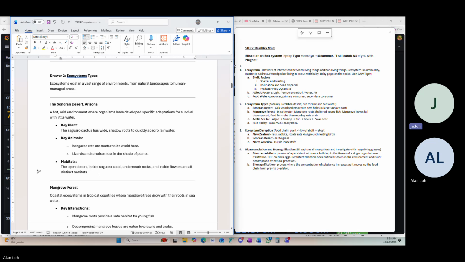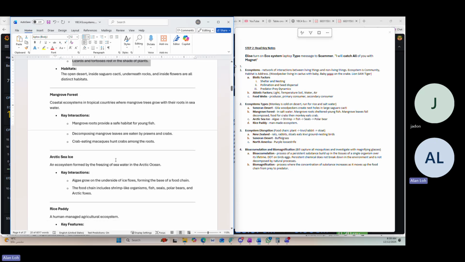Okay, I'm done reading. So what are the important points that you need to know is there are different types of ecosystem. And the first type that we are reading right now is the desert. Desert is another type of ecosystem. And you have to know a bit about what are the key plants, what are the key animals, and what is the habitats. Obviously the key plants are the ones that are able to adapt to desert, hot, and also dry. Animals are also the same thing.